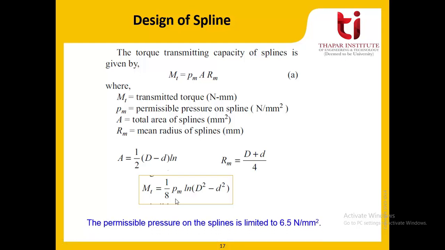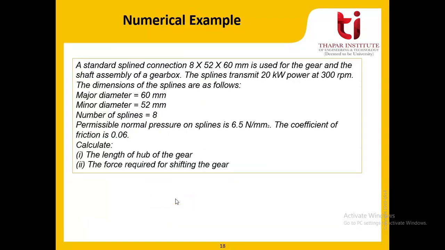As far as the design part is concerned, the permissible pressure is limited to 6.5 megapascal. I think this is one of the parameters for the spline design which we have to keep in mind, that as per the guidelines we follow, 6.5 megapascal is the limiting pressure on the splines.